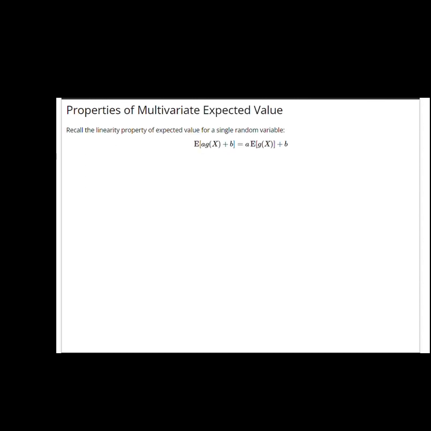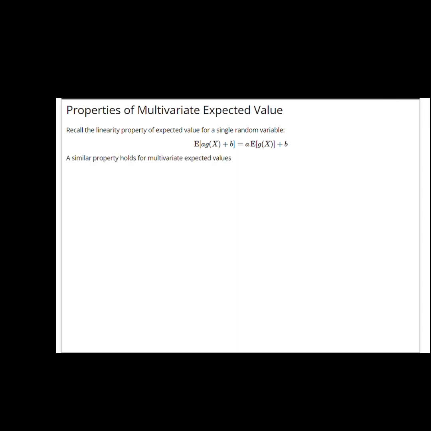Properties of multivariate expected values. Recall the very important linearity property of expected value for one random variable. If I define a new random variable by a times g of X plus b, where a and b are constants, then its expected value is a times the expected value of g of X plus b. This basically asserts that expectation is a linear operator.